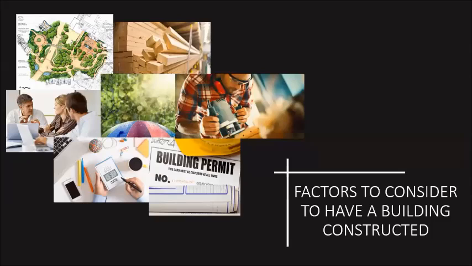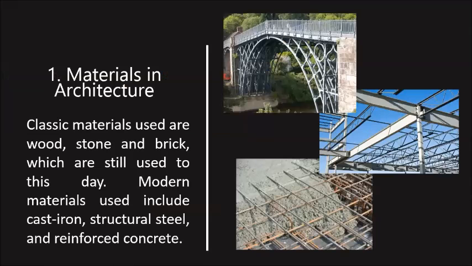In terms of architecture, we have different factors to consider to have a building constructed. Number one would be the site. Number two would be the climate, followed by the materials, the clients, the cost, the building codes, and of course, the craftsmanship. Okay? So in terms of materials in architecture, when we say classic materials, these are the wood, the stone, and the brick. We also have the modern materials in architecture. This includes the cast iron, the structural steel, and the reinforced concrete.